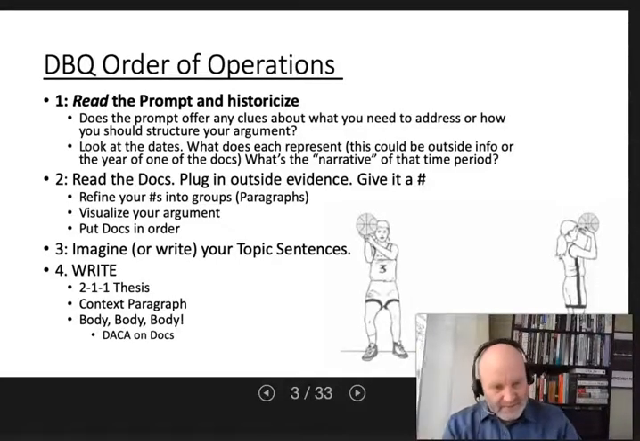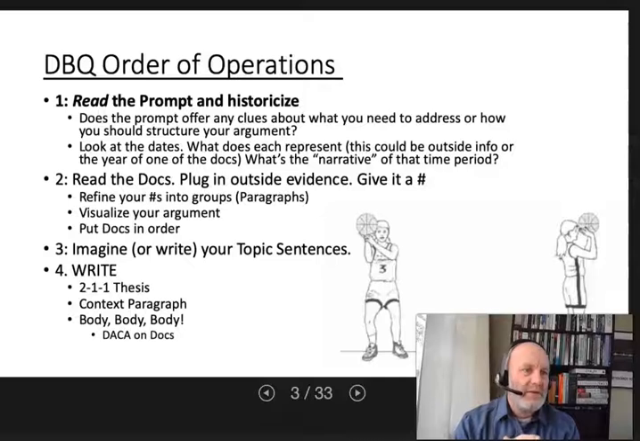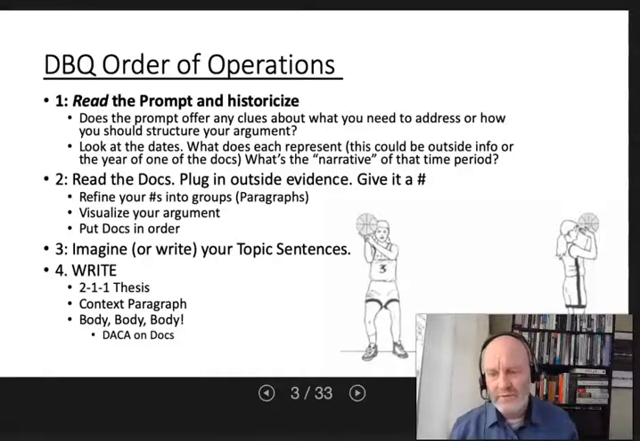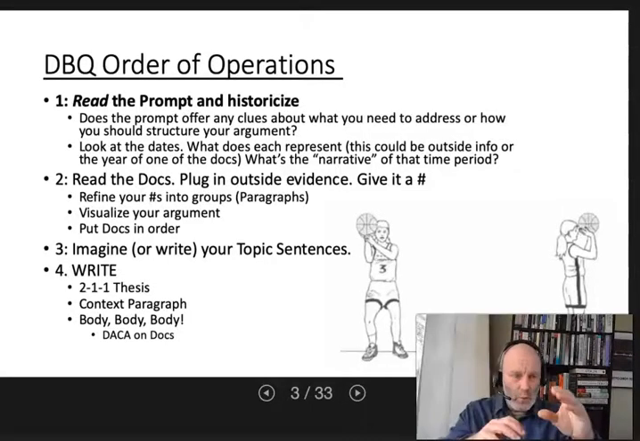Then you read the documents carefully one time through, plug in outside information, and then try to go like, okay, what's the deal with this? What's the theme of this document? And once you get to 2, 3, 4 documents you've read, you should start to see patterns, right, that will correspond to the groups that you create, which corresponds obviously to the paragraphs you write. Then you put the documents in order.